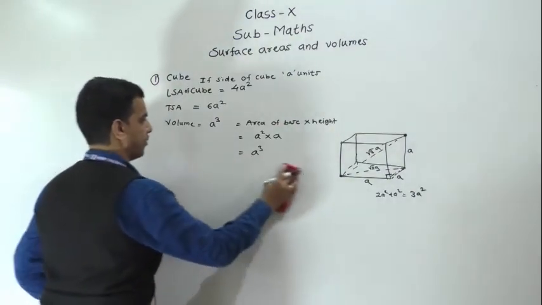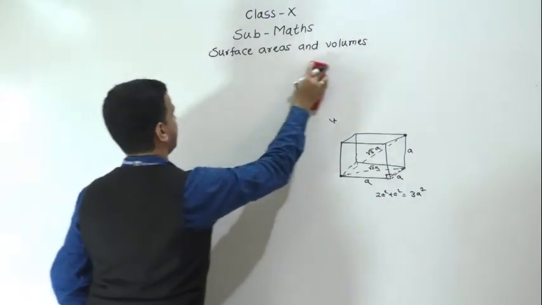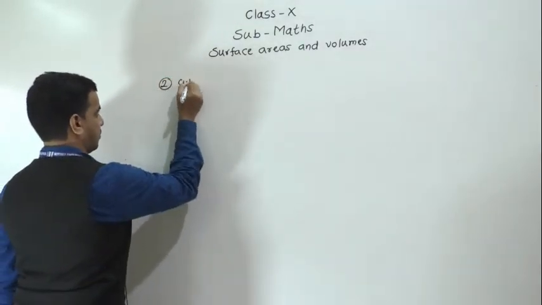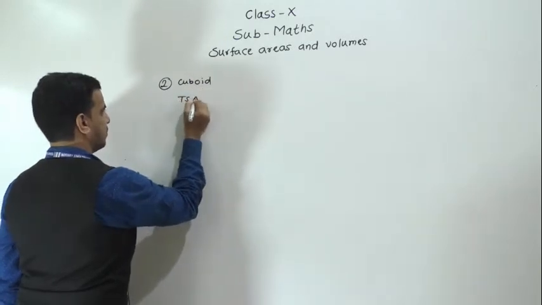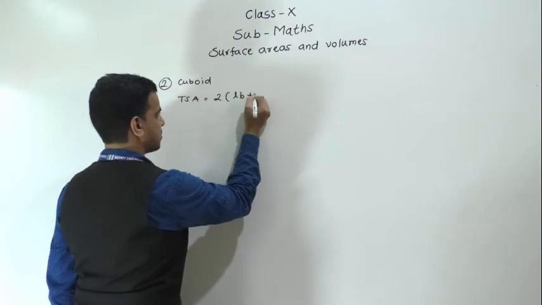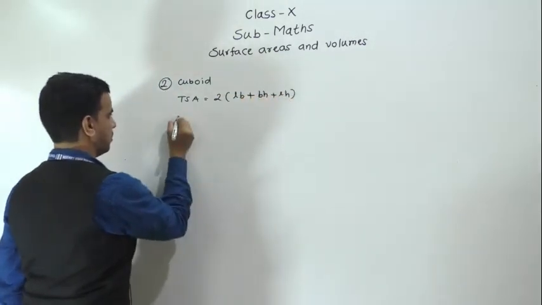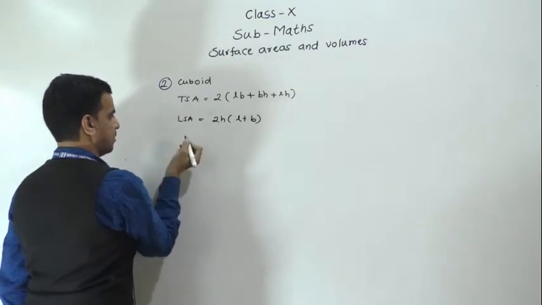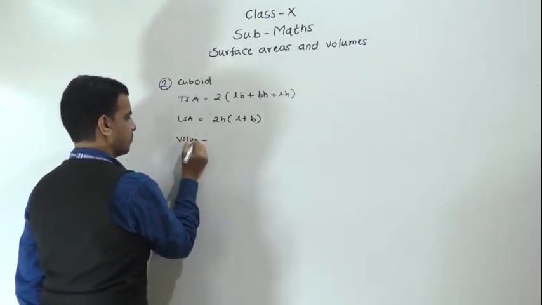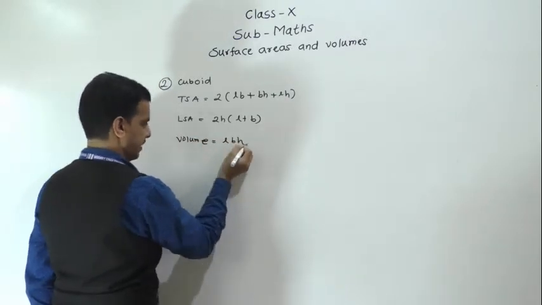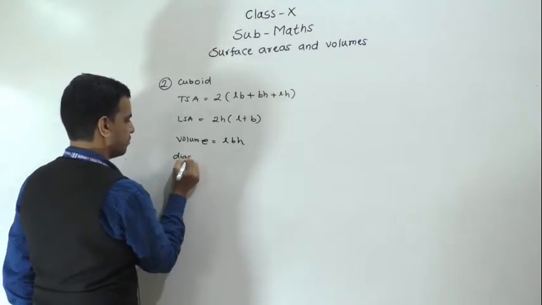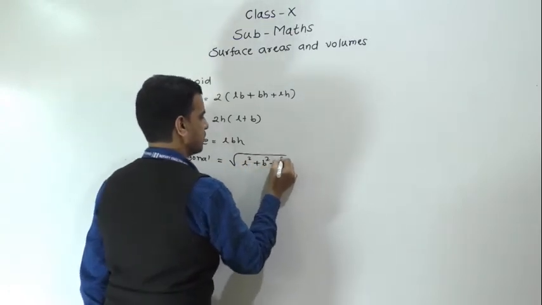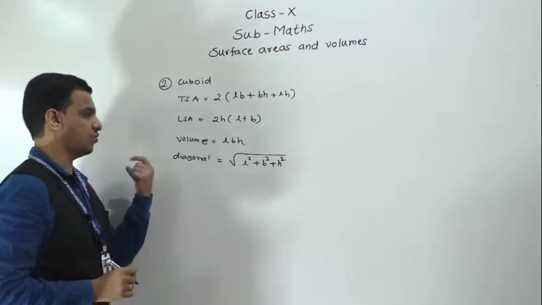Now we will take cuboid. A cuboid has three dimensions, that is length, breadth and height. So TSA of cuboid is 2 times (LB plus BH plus LH), okay. Then LSA is 2H (L plus B), then volume is equal to LBH, and diagonal of cuboid is equal to square root of L square plus B square plus H square. Okay, this is the diagonal of cuboid.